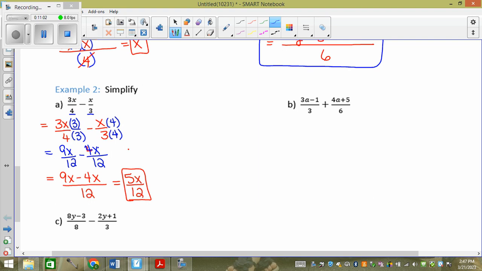So sometimes I have to multiply both fractions to make a common denominator, correct? Sometimes, like B, I only have to multiply one of them. What do I have to multiply? Which one? The 3 by 2. And I have to multiply the entire thing by 2.